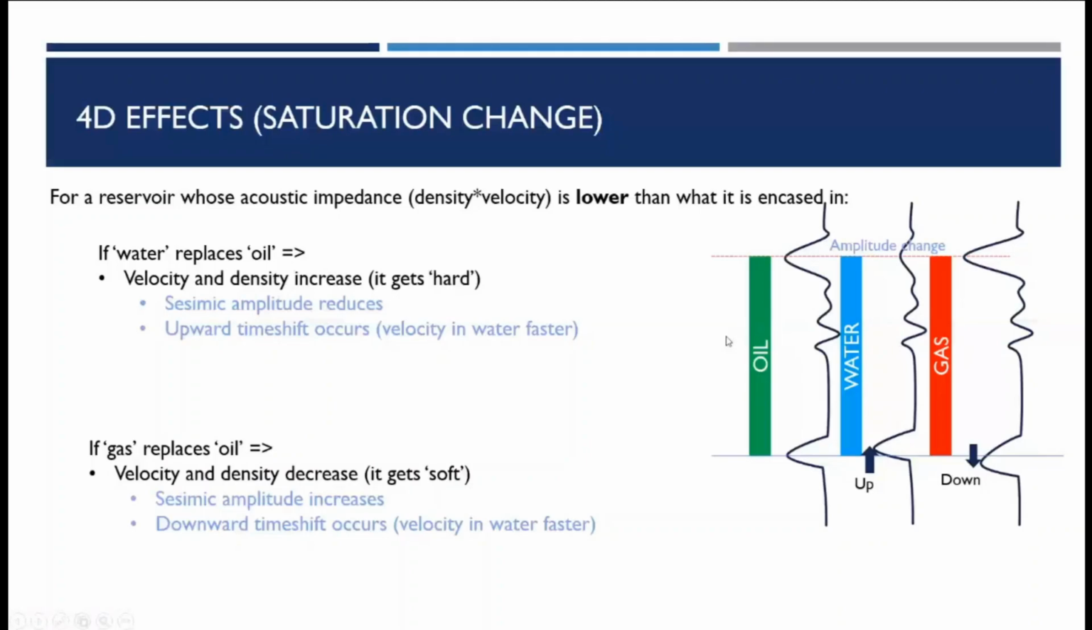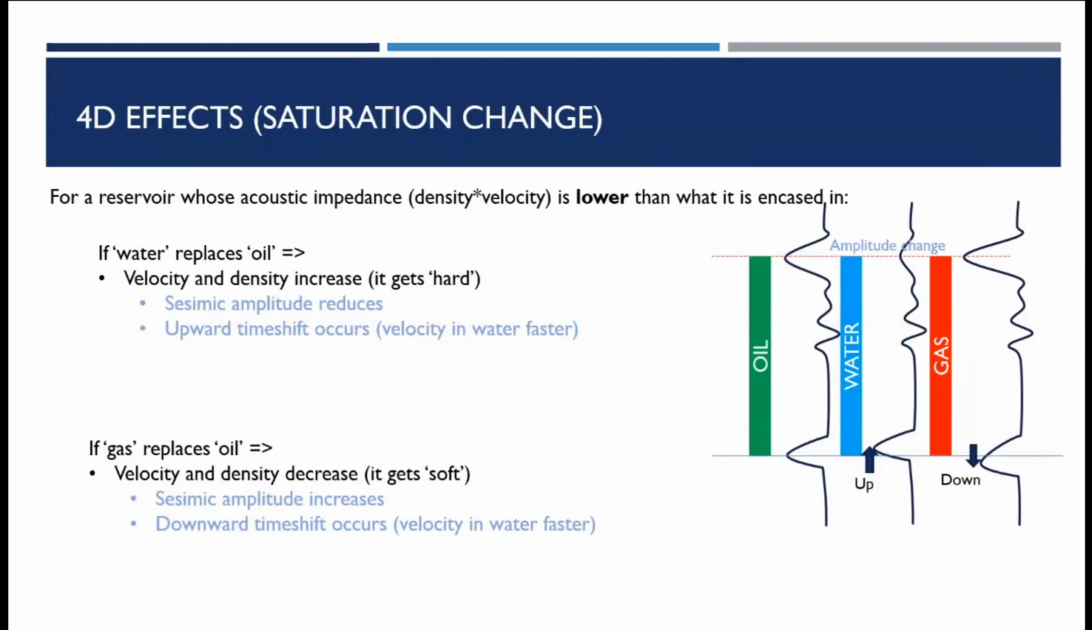In this, water is replacing the oil here. So what is happening in this particular case is we are getting velocity and density changes. With water, we are getting a velocity and density increase during this time period for this particular zone. In rock physics terms, essentially we say that it's getting hard, with an increase of velocity and density. So seismically, what's the imprint? Amplitude usually reduces. And when it comes to the time shift, there is an upward time shift because the velocity of the water is faster.